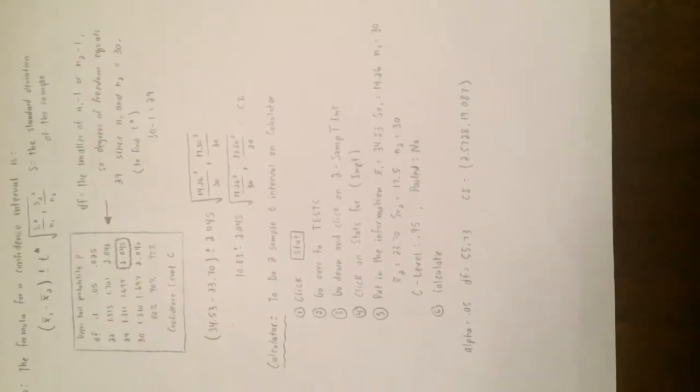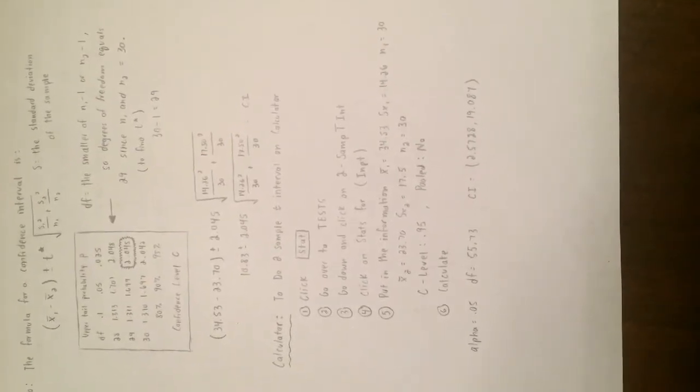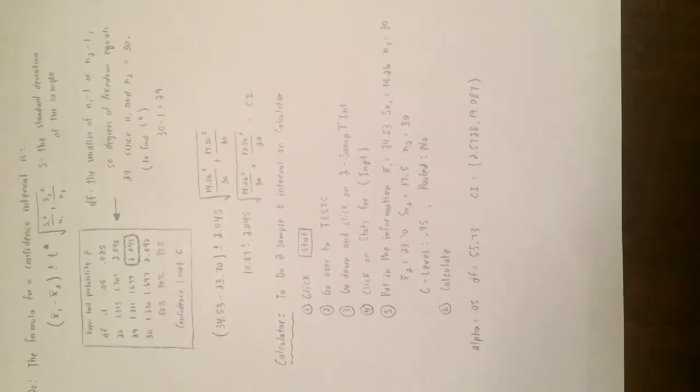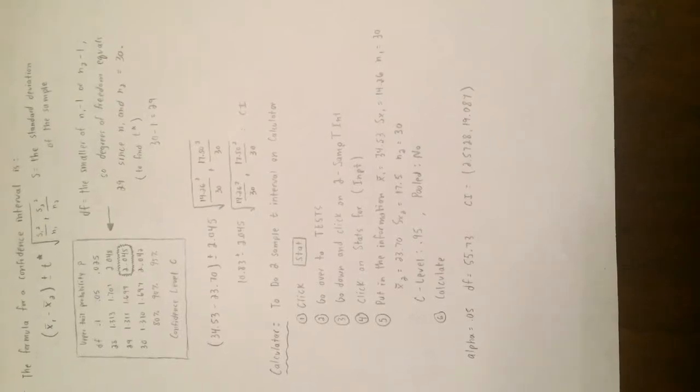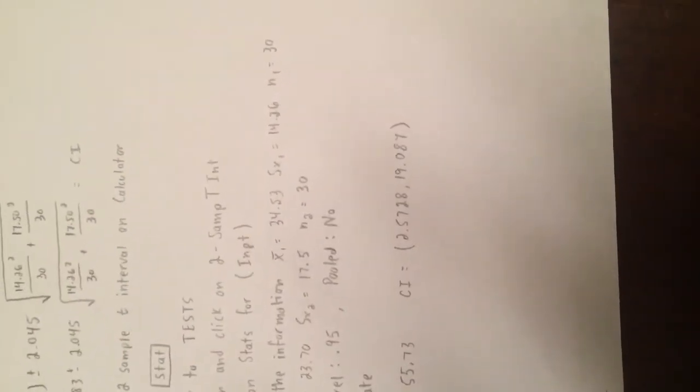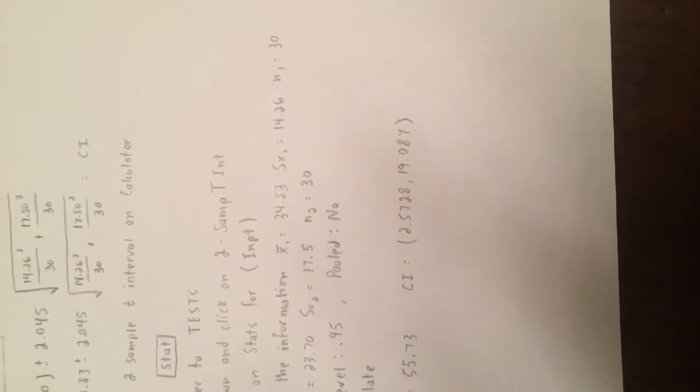For this problem, we're using an alpha of 0.05. The calculator gives us degrees of freedom of 55.73, and our confidence interval right there is 2.5728 to 19.087, and that's the do part.